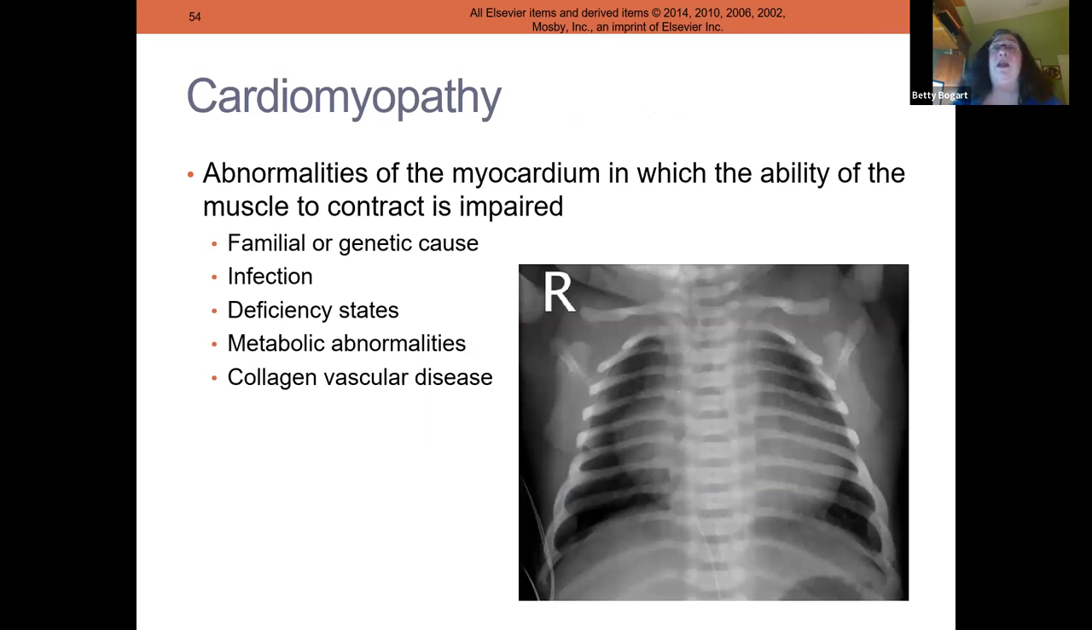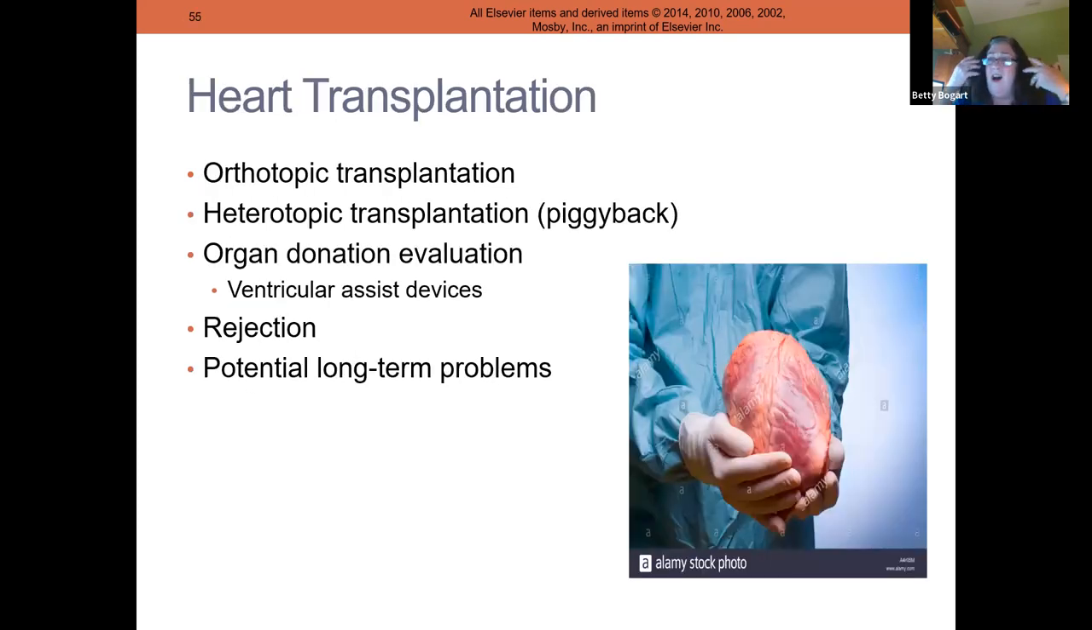As I said, the heart can be damaged by infection, even viral. It gets big and floppy and it doesn't work, and they need to come in and get medications. It's due to all different reasons. And then it gets to the point where the heart doesn't work, and that's when they get a transplant.